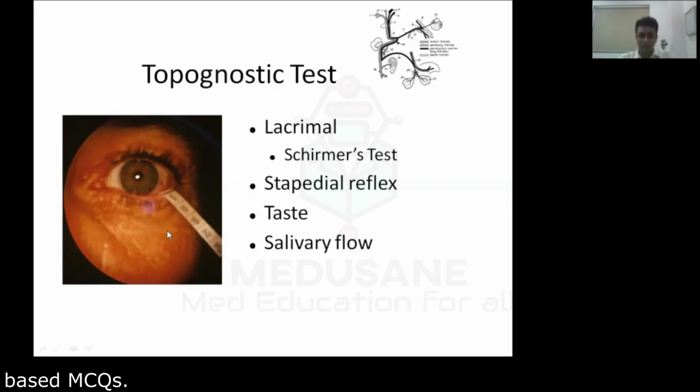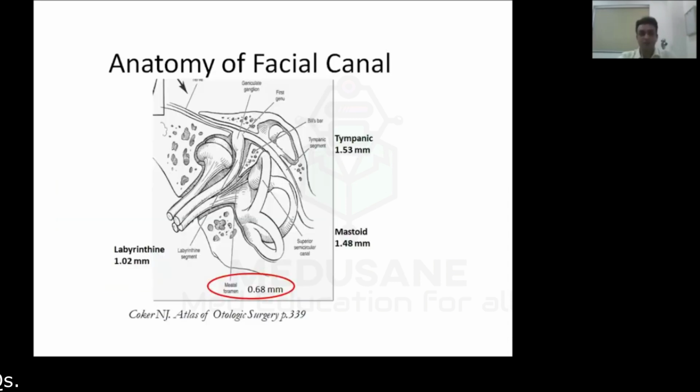If lacrimation is normal, but the stapedius muscle is not functioning well, that means the injury is between the first and second branches. And if the stapedius muscle is also functioning well, but the taste sensation or salivary flow from the submandibular gland is reduced, that means the injury is between the second and third. So that's why they are called topodiagnostic tests, because they tell us the level at which there is an injury of the facial nerve. Once we know this is where the nerve has been damaged, we can proceed for the management.